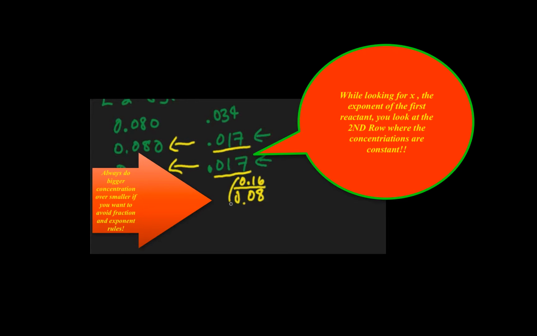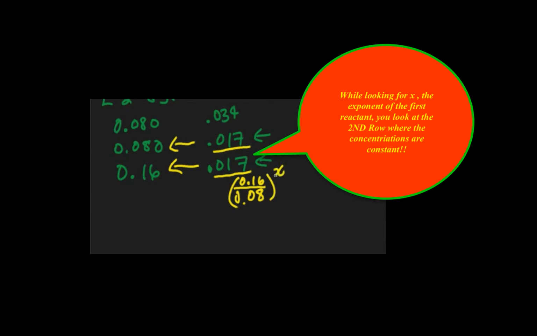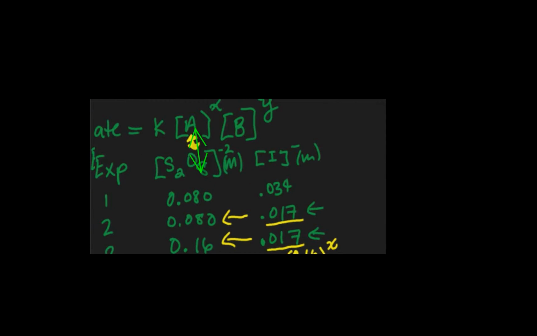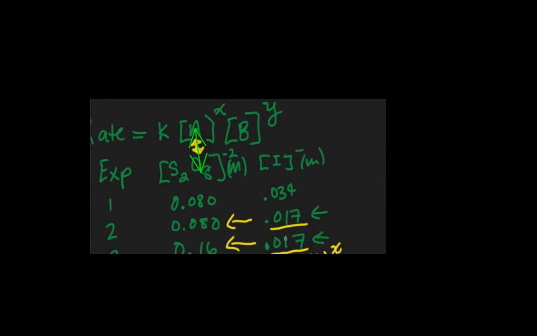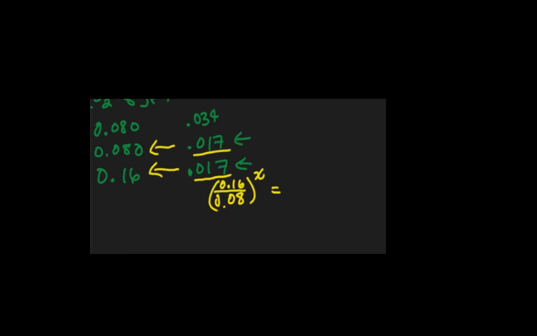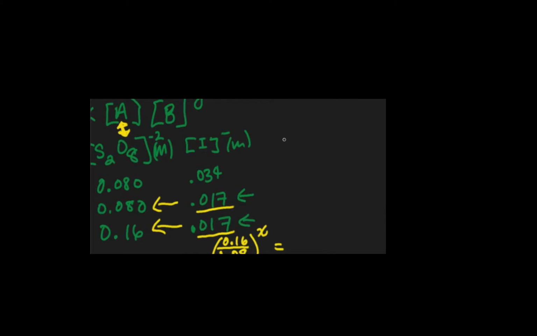Let's do the bigger one over the smaller one, and it's going to be raised to the X. Why did I choose X? Because I'm equating the first column to A, second column to B. Then I set it equal to a ratio of their rates, which I did not write on this table. Let me write those down real quick. So the rate for each one of those experiments.